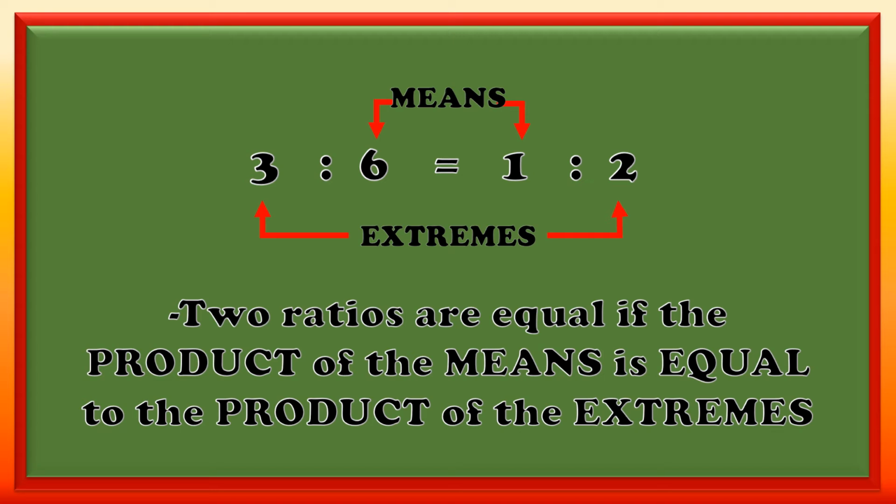Okay? Now, two ratios are equal if the product of the means is equal to the product of the extremes. Again, two ratios are equal if the product of the means is equal to the product of the extremes. Did you get that? Okay, good job.